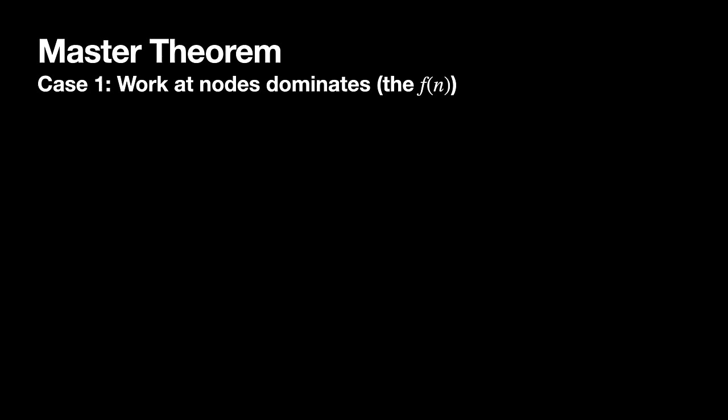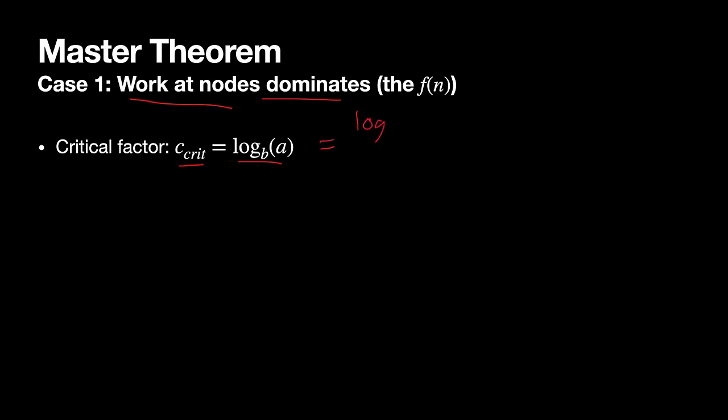Okay, so let's look at the first of these cases. That's where the work being done at each individual instance or node dominates the overall amount of time taken. All 3 of these approaches depend on something called the critical factor. The critical factor is a constant that we can get from log base b of a. And if you forgot your logarithms, basically you could convert to an arbitrary base by dividing using another log. So log of a over log of b gives us the log base b of a.